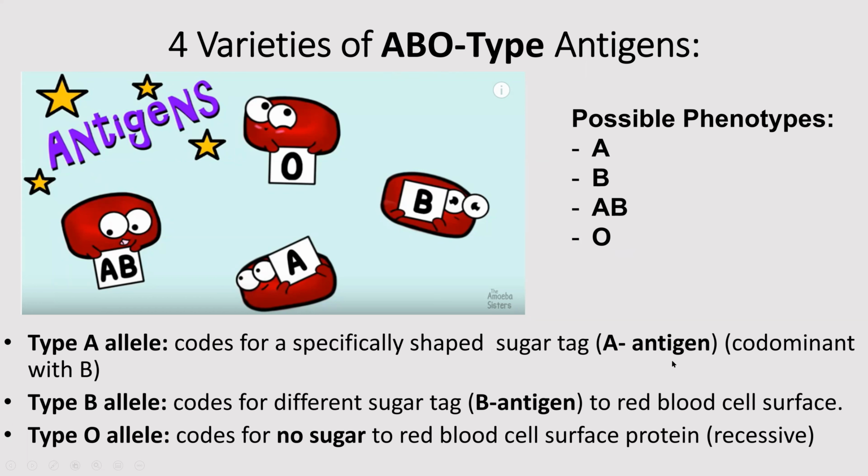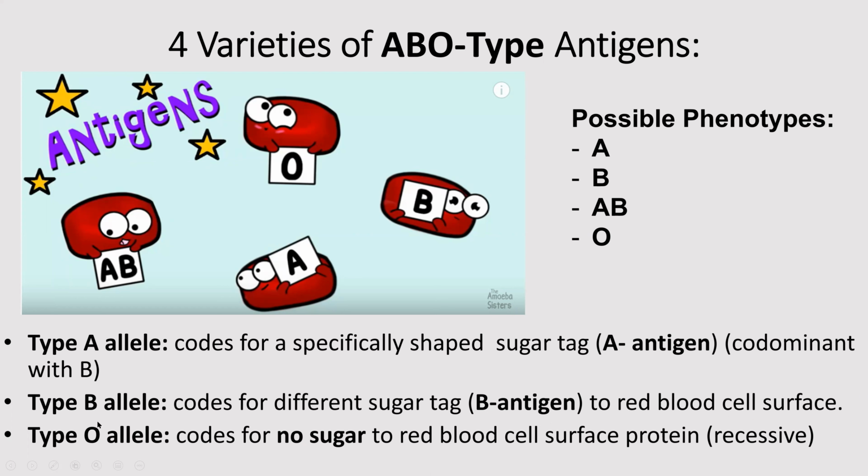So the type A allele codes for a specifically shaped sugar tag or A antigen, like we mentioned, and this is actually co-dominant with B. The B allele codes for a different sugar tag, and by different, I mean that they just have specific different shapes. And this different sugar tag we refer to as the B antigen or B sugar tag to red blood cell that is coded to be exhibited on the red blood cell surface.